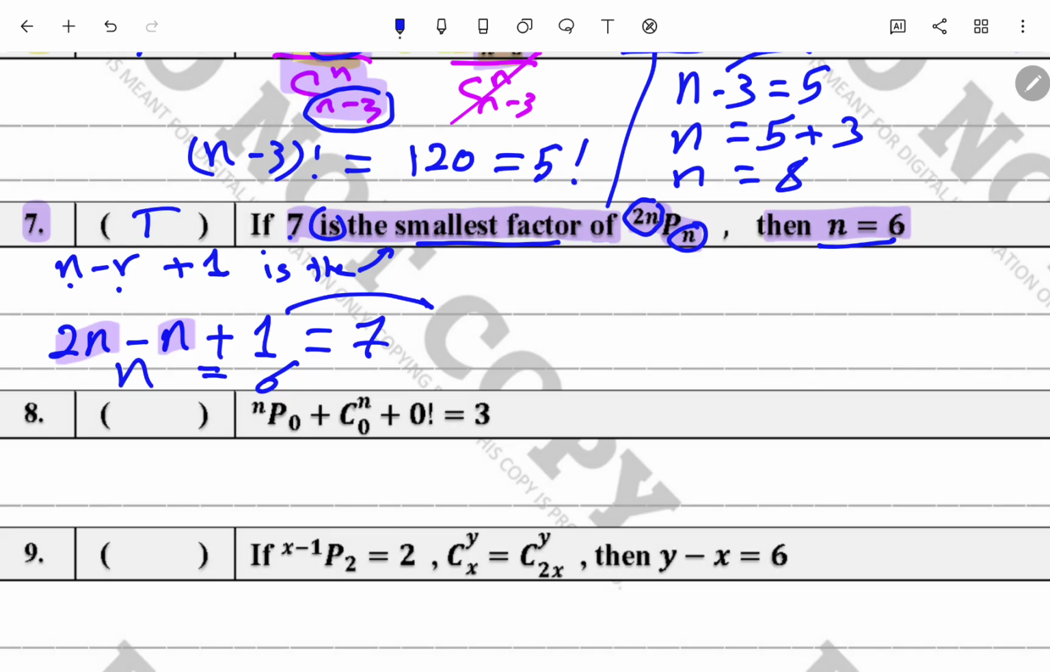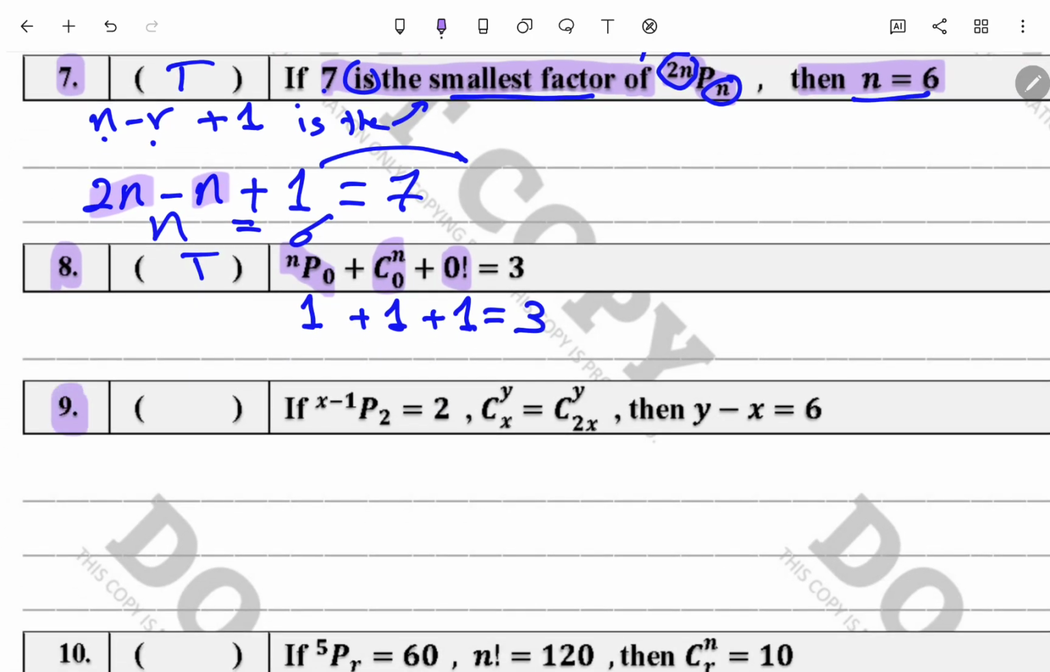In 8, we have n permutation 0 plus n combination 0 plus 0 factorial. Each has a value. This has 1, the other has 1, the last has 1. If you add them all, you will get a 3, and that will make it true.